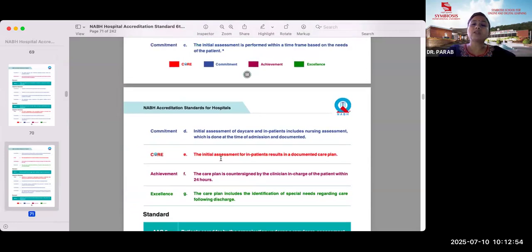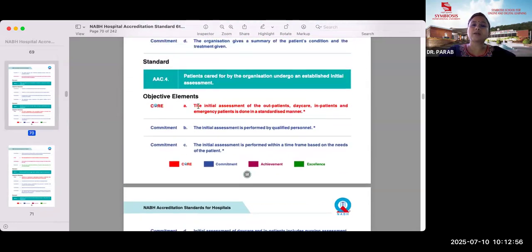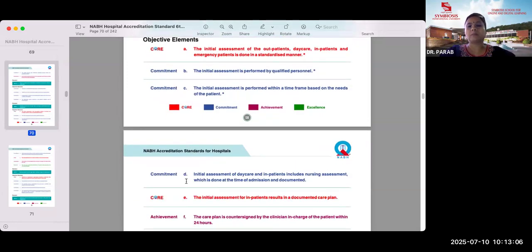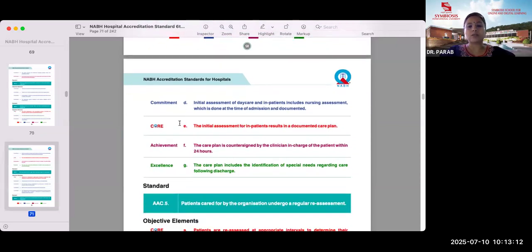So within each standard, now this particular standard, if you see AAC4, has red also, which is core element, which is absolutely mandatory. So here, A, B, C, and D, all these 4 objective elements will be mandatory for the first assessment, and E as well.